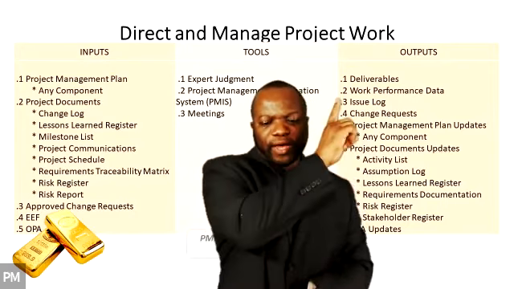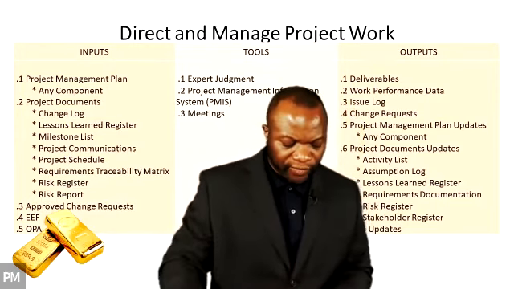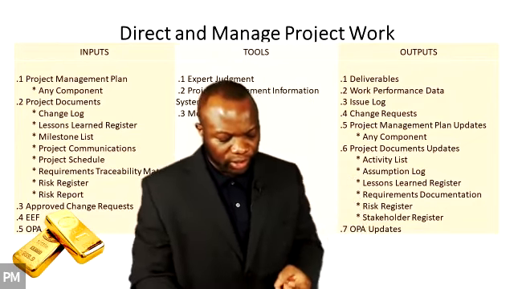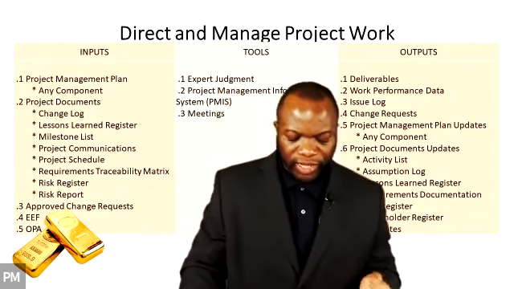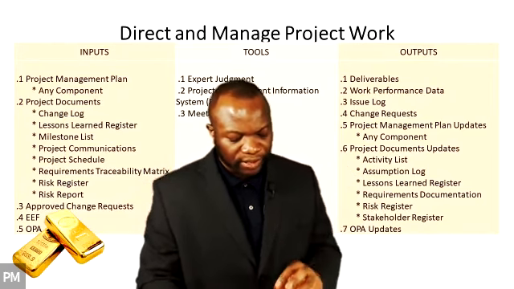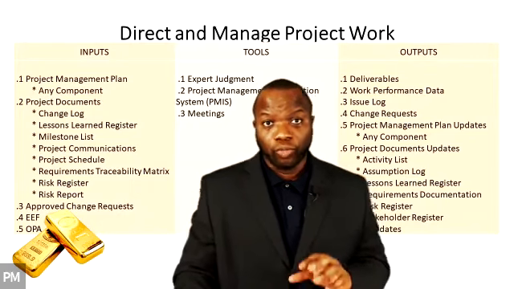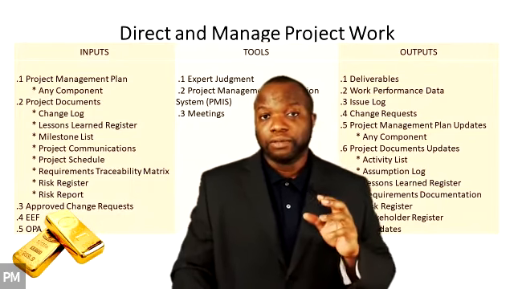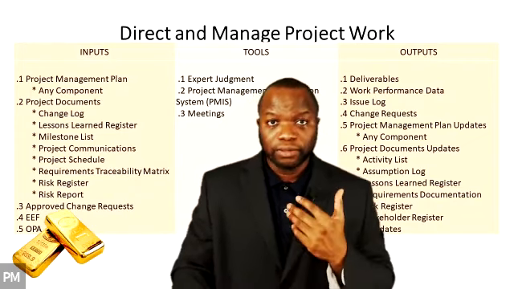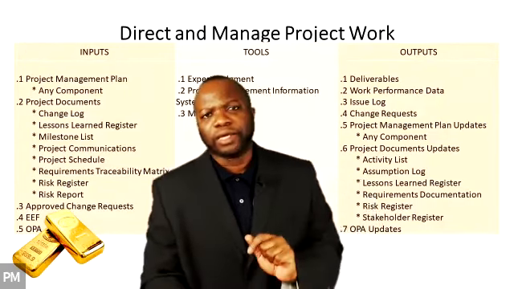Okay, next thing you have here is work performance data, WPD. On page 95, it says work performance data are the raw observations and measurements identified during activities. Let's digest that for a second. Work performance data are the raw observations. Remember, we talked about this in a previous chapter. Work performance data is the raw observations. You got to get this down.